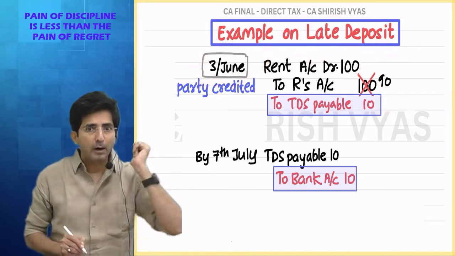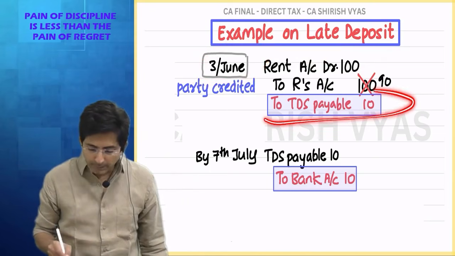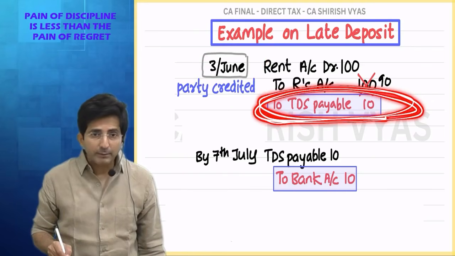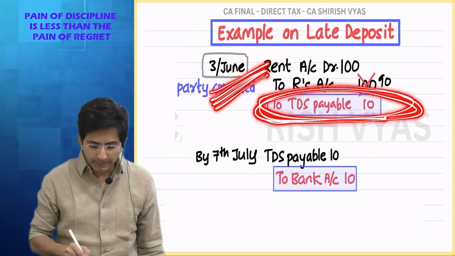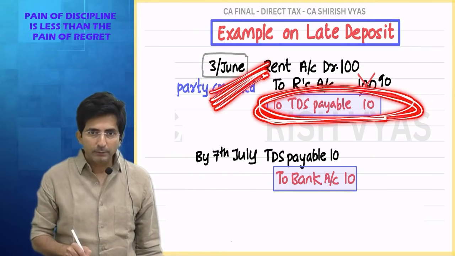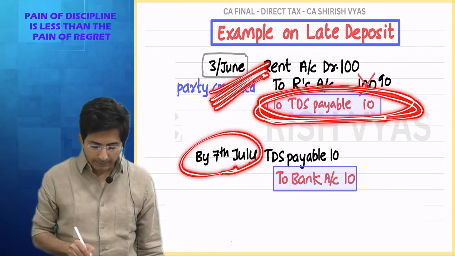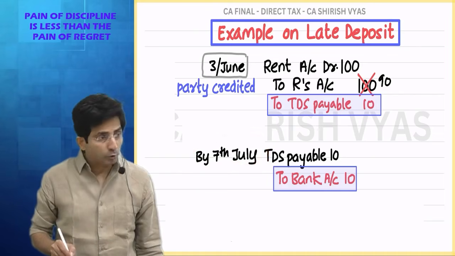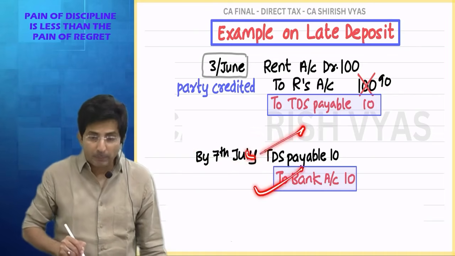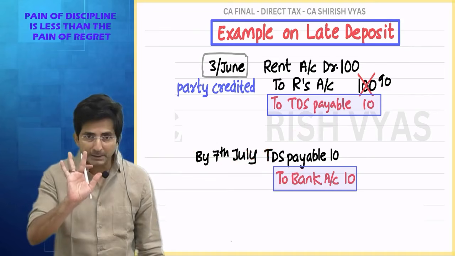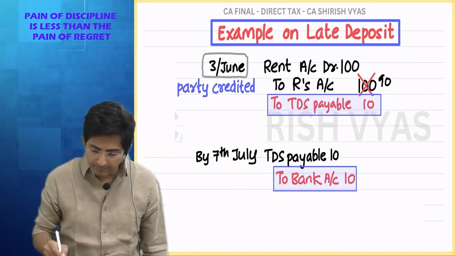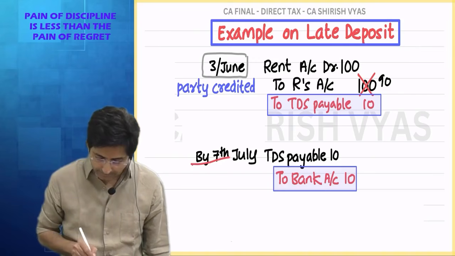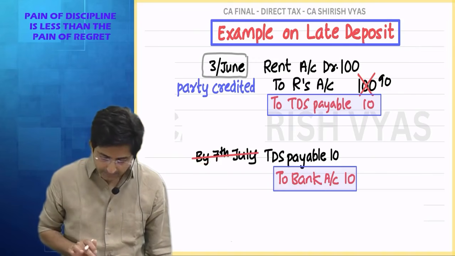Perfectly on time. Now tell me, when should I deposit this TDS? 7th of next month, taking June as the base. So what is 7th of next month? 7th of July. So by 7th of July, what should I do? This TDS payable should be paid. So the entry will be TDS payable to bank. Means I should deposit by 7th July. But I made a mistake here. See what I did? I did not deposit by 7th of July.